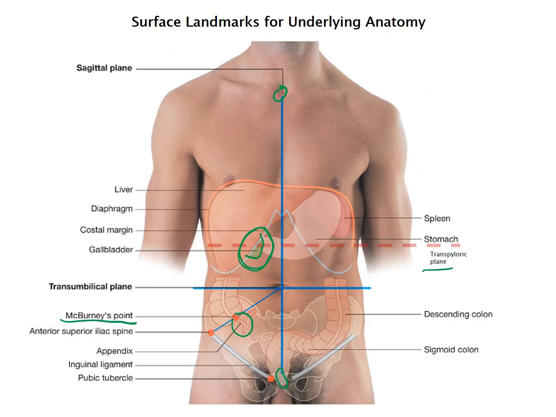In order to locate this point, the ASIS is palpated, which again stands for the anterior superior iliac spine, and the umbilicus is located. One third the distance between the ASIS and the umbilicus represents McBurney's point, indicated here by the star.